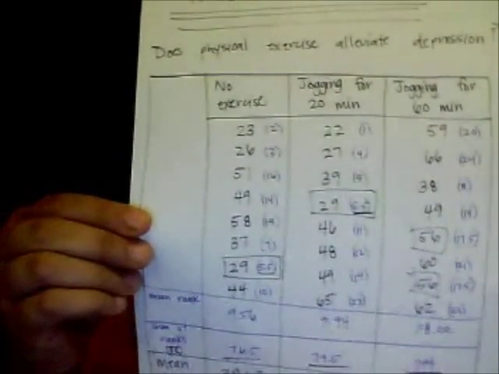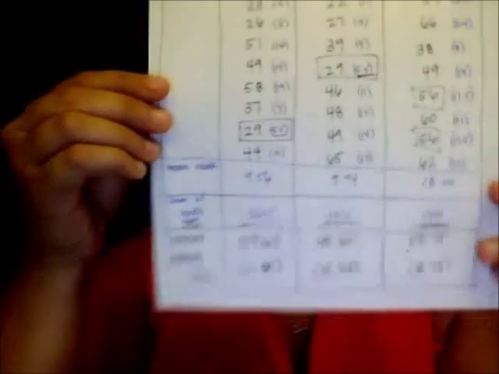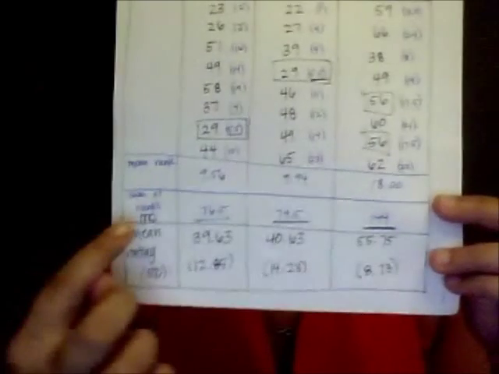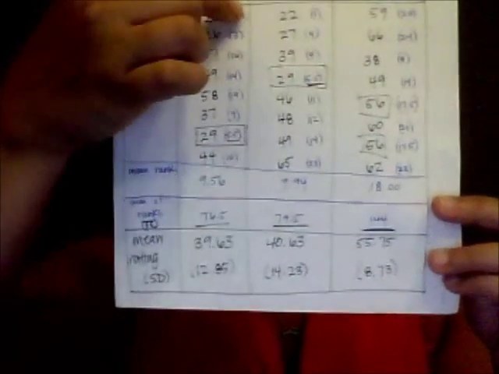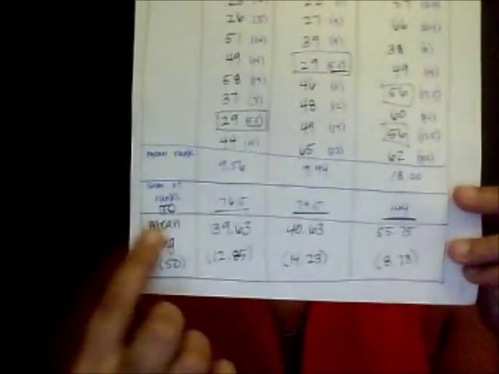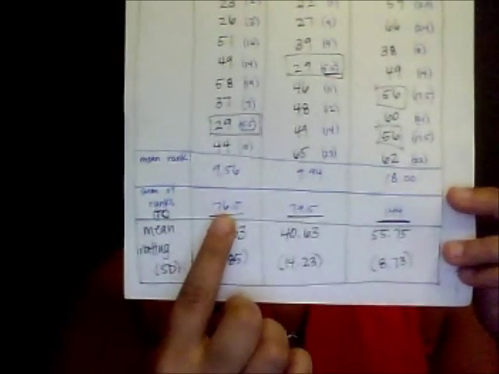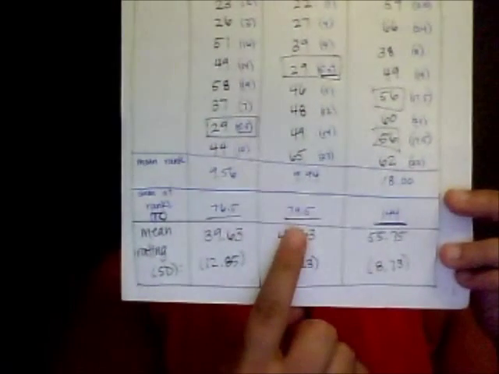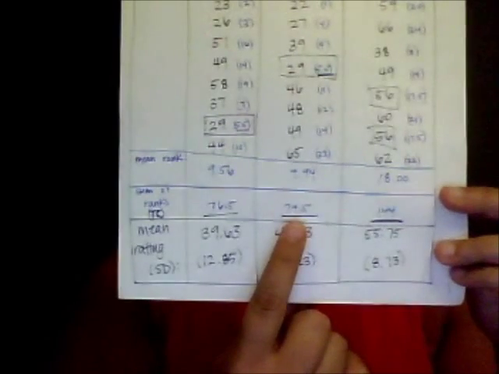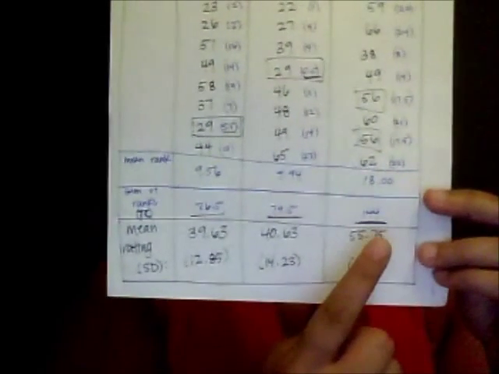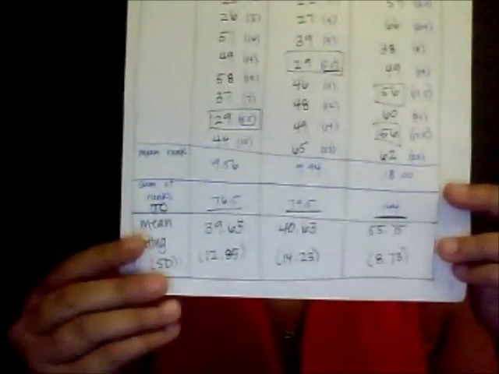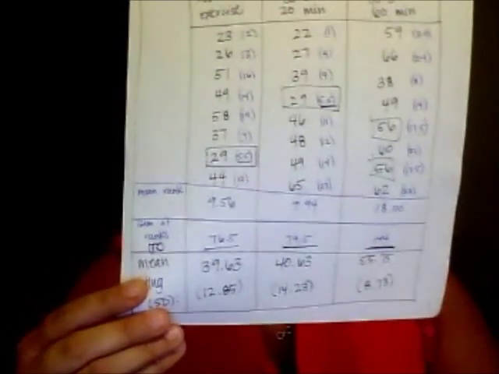After we have all of the ranks, we have to find what we are going to call the TC, which is just the sum of the ranks for each column. So if we add up our ranks for each column, the no exercise column got 76.5. Jogging for 20 minutes, we found 79.5. And jogging for 60 minutes, we got 144.